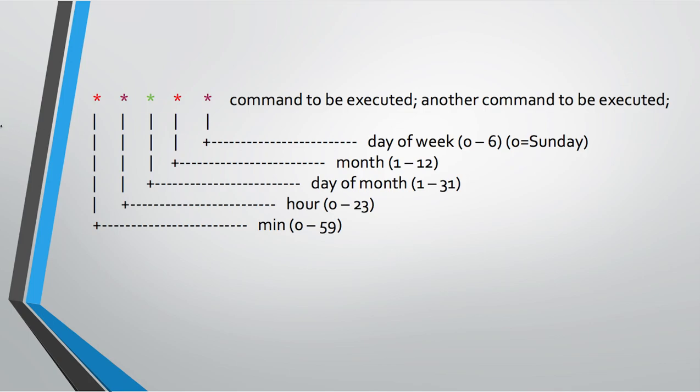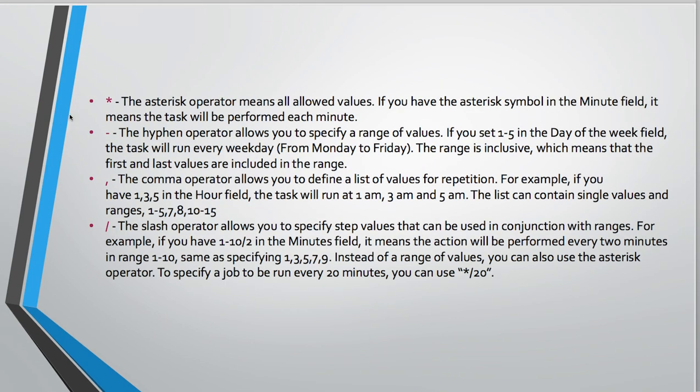To represent these syntaxes, there are some operators available. The asterisk represents every or any. For example, if the minute is an asterisk, it can be every minute or any minute based on the hour and all other fields. In the same way, the hyphen gives you a range, for example between 5 o'clock to 6 o'clock, or a range between 10 minutes to 20 minutes.